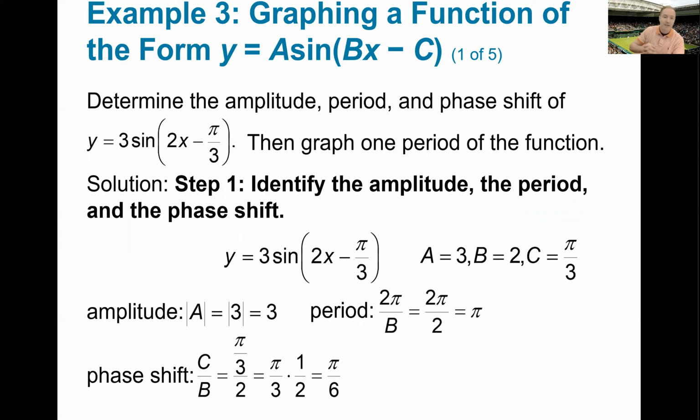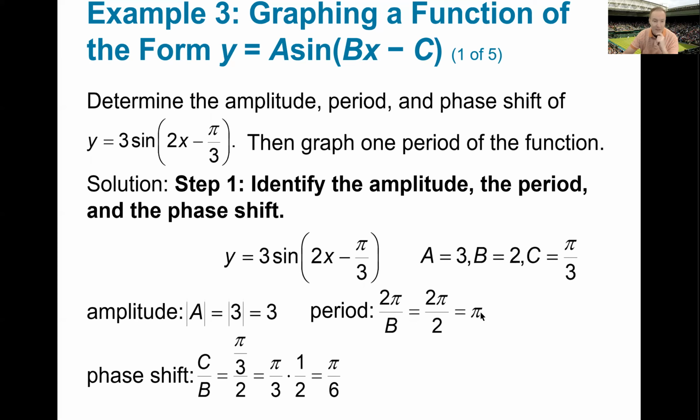Now, in this case, let's say I ask you to determine the amplitude, period, and phase shift of y equals 3 sine of 2x minus pi over 3. Amplitude, easy. You just say it's the absolute value of the coefficient. So the amplitude is 3. Now, for the period, normally it would be 2 pi radians. This is going to be 2 pi radians divided by the coefficient of x. So it's going to finish off its period in pi radians.